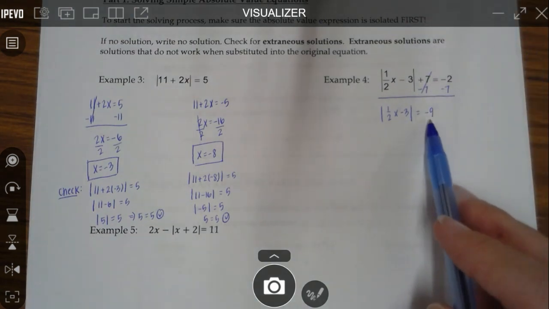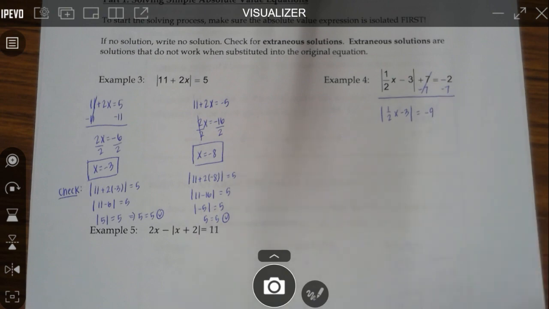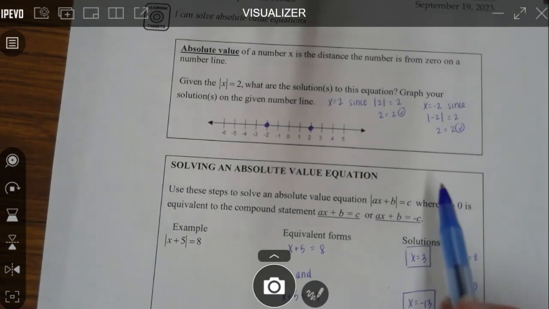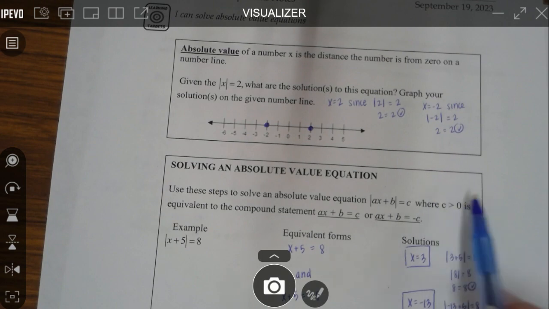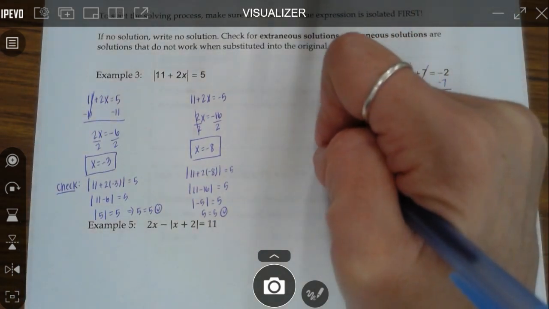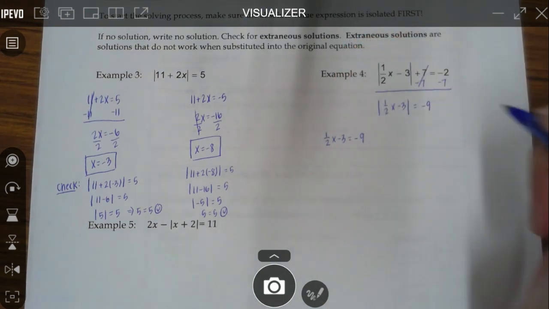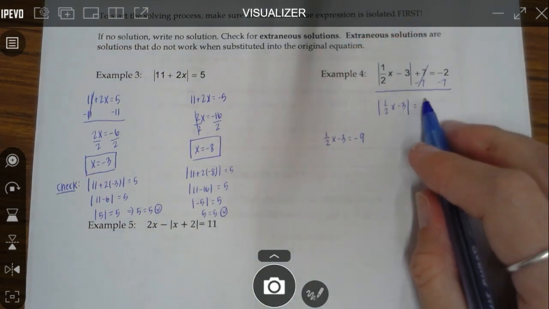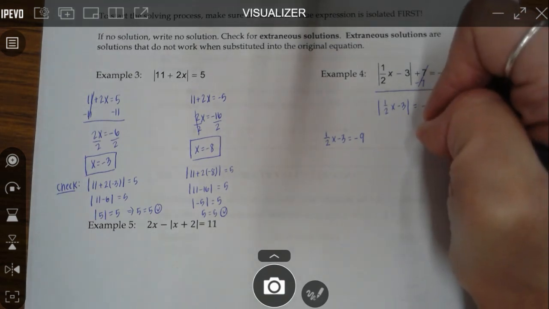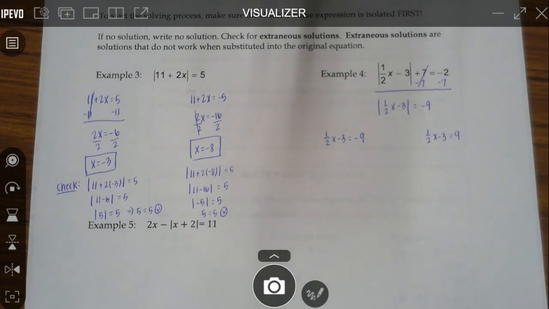On the front side, I specifically made a note saying that this c value should always be positive. So what happens when it is negative? Well, we're going to find out. So let's split our equations. 1/2 x minus 3 is equal to -9. And then for my other equation, I'm going to take the opposite of -9. I'm going to put 1/2 x minus 3 equal to +9.